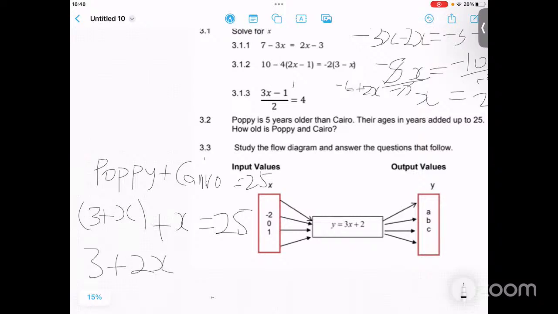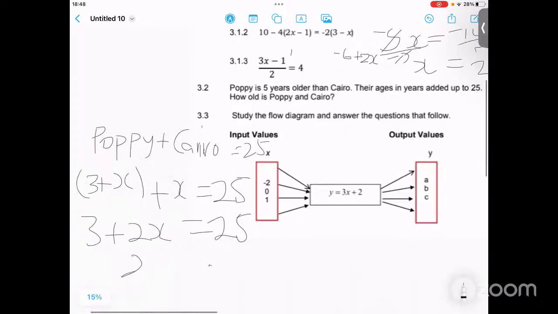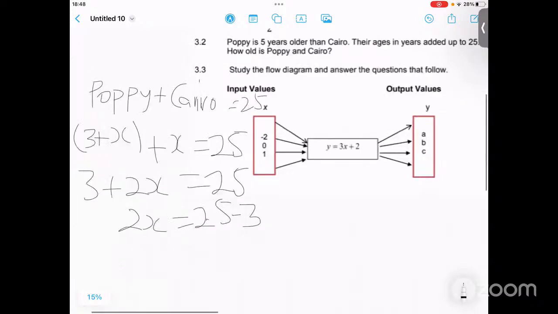3 plus 2x equals 25, and 2x equals 25 minus 3. That's what you will say, right? And then 2x equals 22. What is 25 minus 3? 22. And then we divide it by 2, divided by 2, we have x being equal to 11.